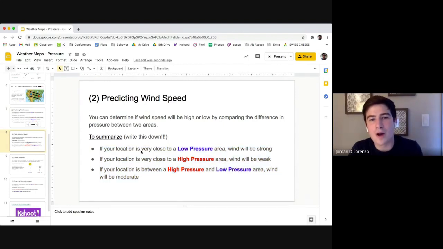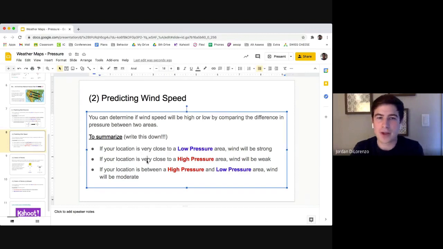If you are at a location that is very close to a low pressure area, you should predict wind to be strong. If you are at a location that is very close to a high pressure area, you should predict the wind to be weak. And then lastly, if your location is somewhere between a high and a low pressure area, you should expect the wind to be moderate. And the reason for this is low pressure areas pull in air.